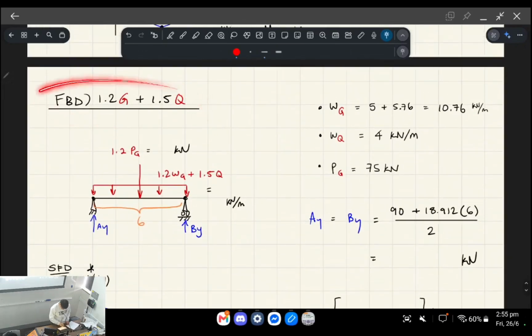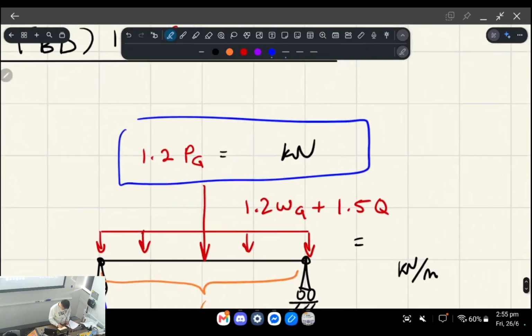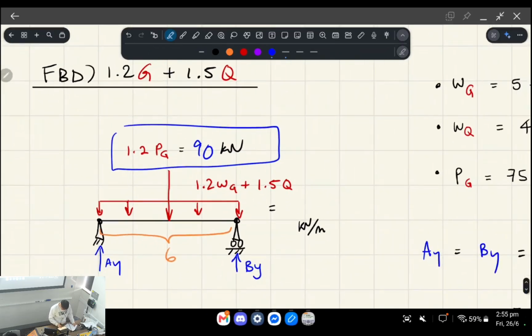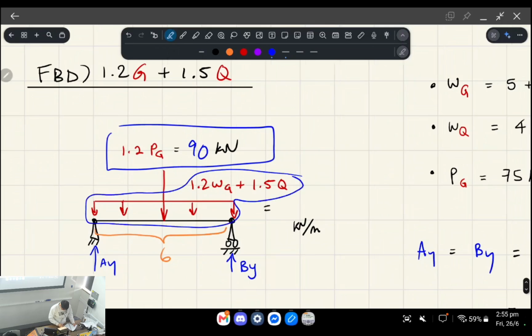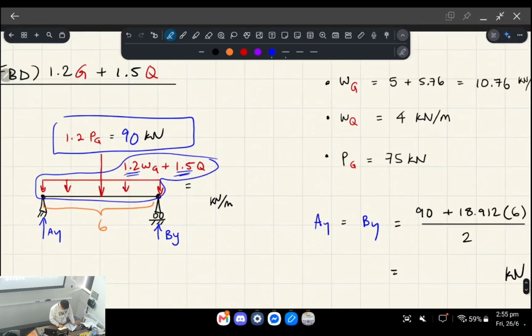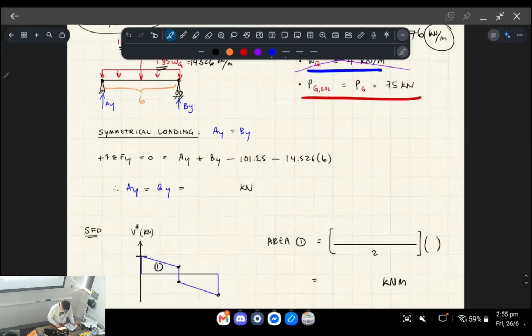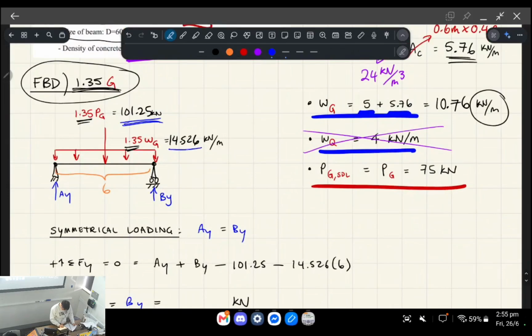The second scenario is a free body diagram of 1.2G plus 1.5Q, right? So what we're doing is we're only considering the dead load point load, and scaling up by 20% for this point load, right? So this point load becomes 90 kilonewtons, okay? However, the uniformly distributed load, we can actually factor and add together, okay? So this uniformly distributed load becomes 18.912. And then you conduct your analysis using these two numbers, 90 and 18.912, instead of 101.25 and 14.526.